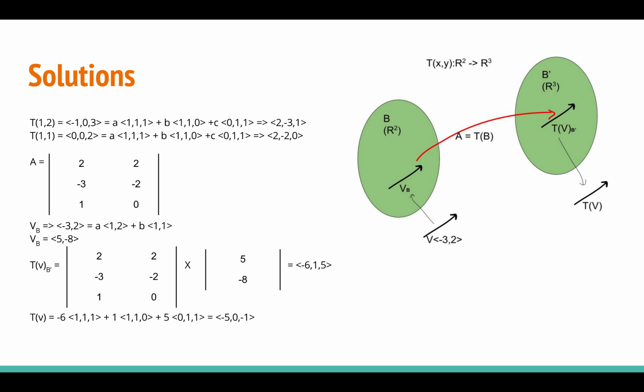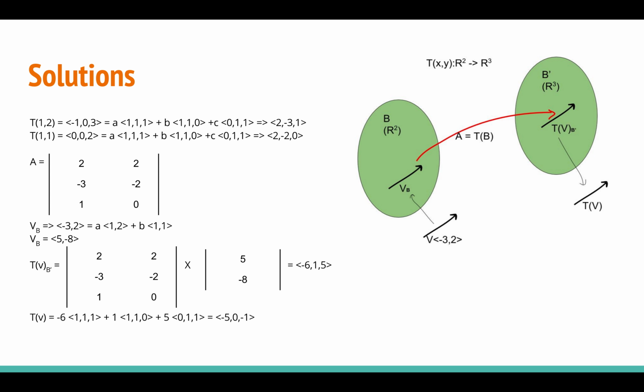And the process is pretty much the same. We start off by transforming the standard bases and putting them in terms of B prime. And we form the transformation matrix out of this.